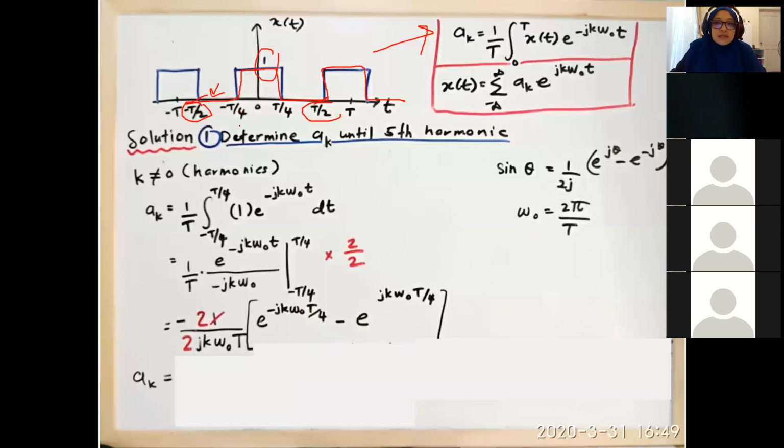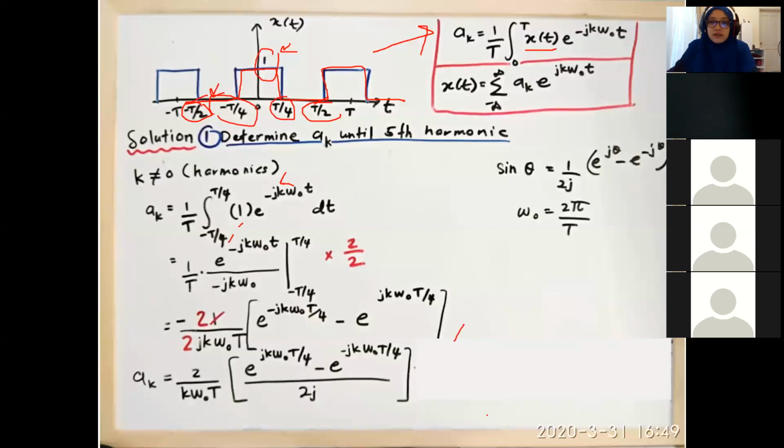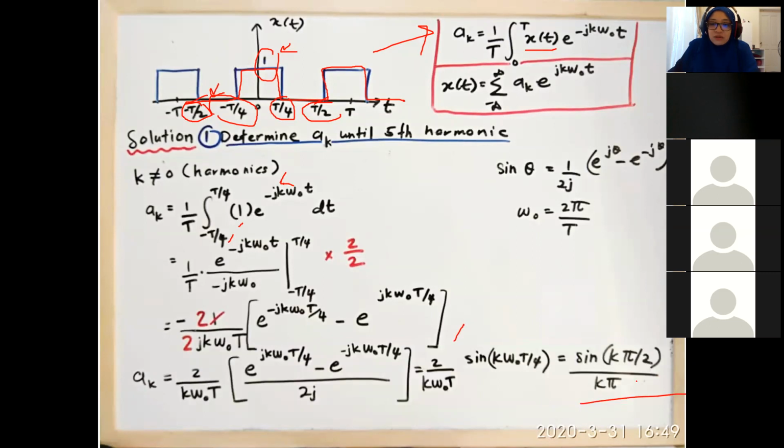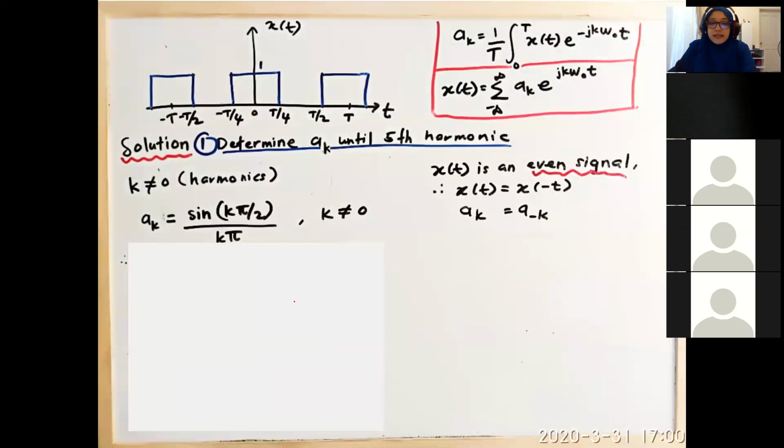For this case, we want to calculate between minus T over 4 to T over 4. That's why we have minus T over 4 to T over 4. Amplitude is 1, so a_k is the integral of x(t), which is 1, times e to the minus jk omega t, with the k value left here, dt. Substituting it, we get this value, which I already explained just now. Then we get sine(k pi over 2) over k pi.